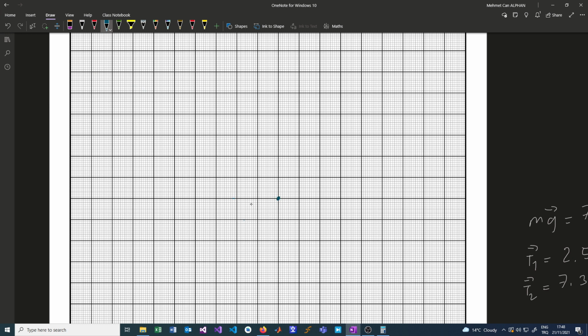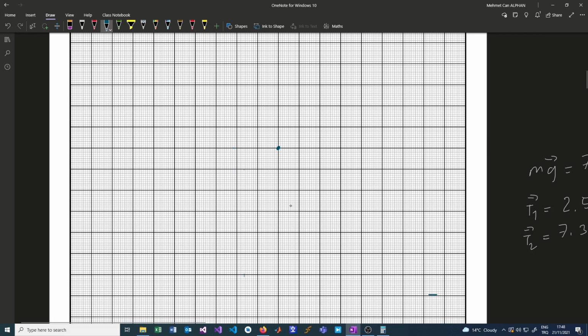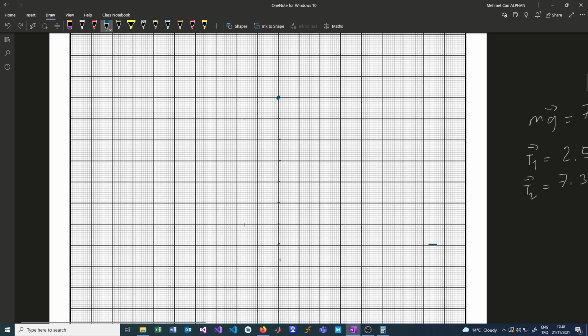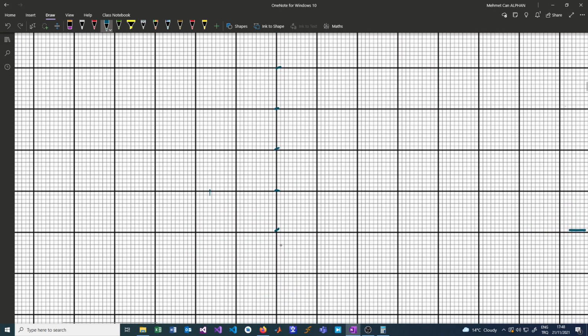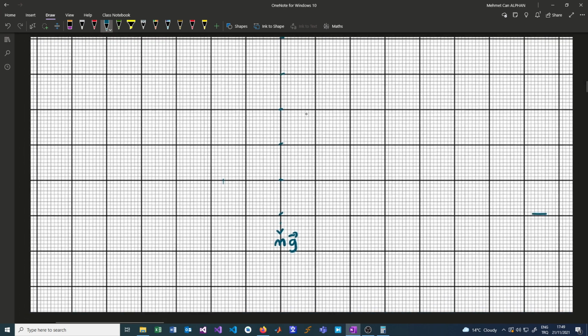So I put my dot representing my mass, and I'm going to draw the downward force mg, which is 7.5 Newton. So 1, 2, 3, 4, 5, 6, 7 Newton. For the 7.5, I'm going to zoom in a little bit to see it better. 7, then 1, 2, 3, 4, and the 5. That will be my mg. So I'm zooming out.